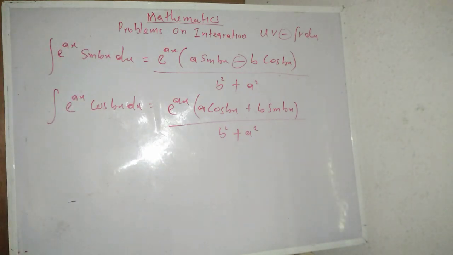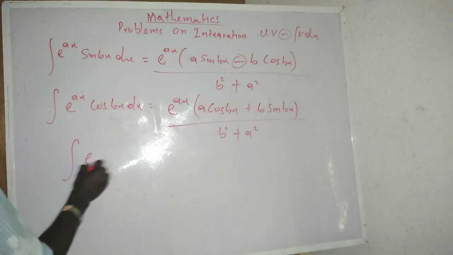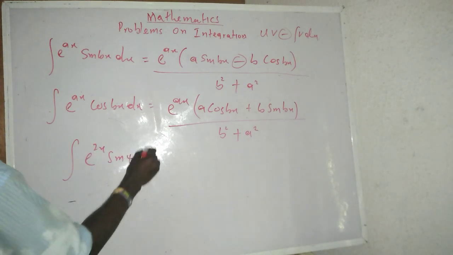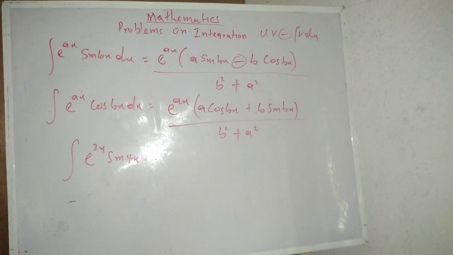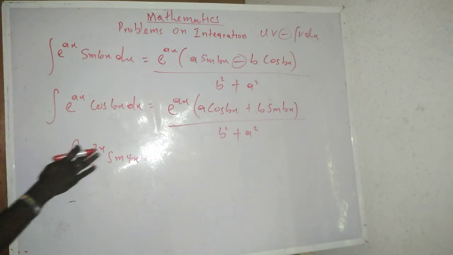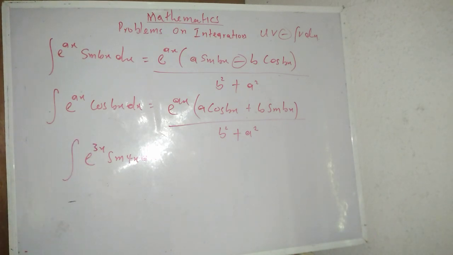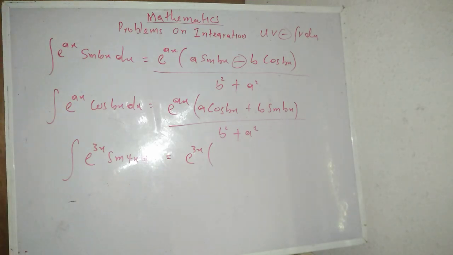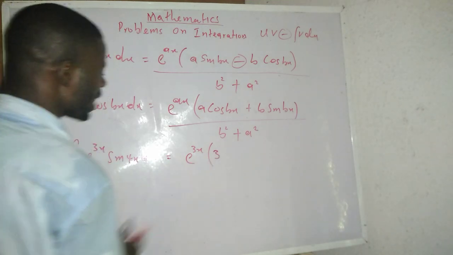Now, let me use something to illustrate it. If I have this type of problem, I'm asked to integrate e^x sine 4x dx, or let me use 3, like 3x. Now, I want to integrate this thing. The first thing I will do, I will factor out this bracket. Now, once I have this, differentiate the first one, I will have 3.